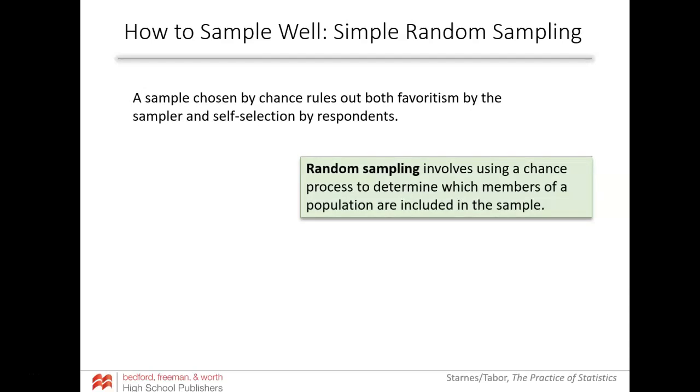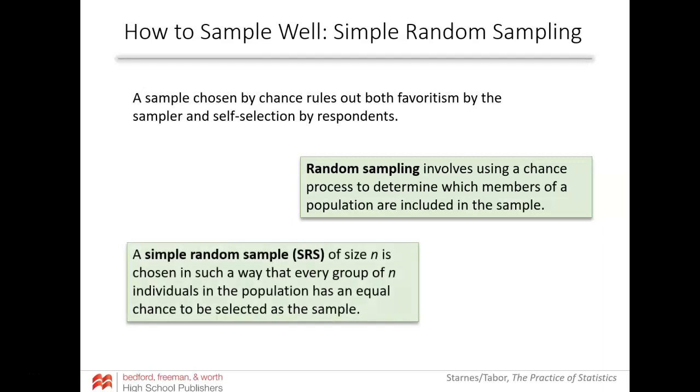So random sampling involves using a chance process to determine which members of a population are included in the sample. Even though your human brain might think, it's not going to make a difference if I just choose the first 100 people who walk in the door, statistically speaking, it sure does. It's very unlikely that you're going to get a true representation of the population if you convenience sample or do a voluntary response sample like we saw in the previous part of the lesson.